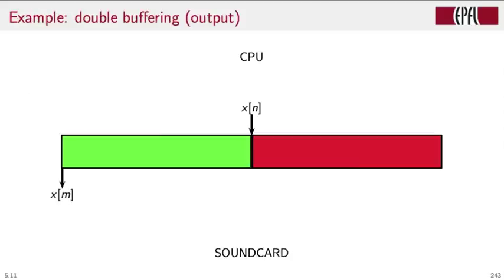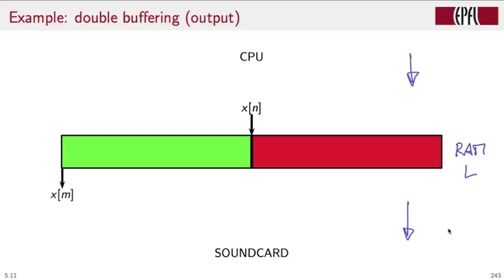Let's look in more detail how this works. This is an example of double buffering. The buffer is the strip here, which is a set of contiguous locations in RAM, say L locations for L samples. The CPU will write the newly computed samples into this buffer, and the sound card will fetch the samples from this buffer for playing.